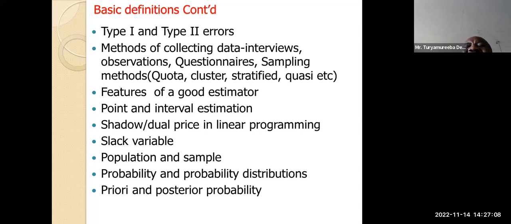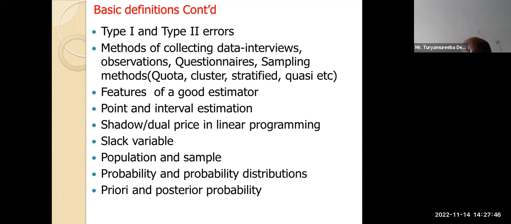Methods of collecting data are key. Interviews, observations, questionnaires, sampling methods, quota sampling, cluster sampling, stratified sampling, quasi sampling, etc. And in all those sampling methods, you have to know which ones are probability sampling methods and which ones are non-probability sampling methods. If you cannot distinguish between the two, then that means you cannot be able to apply them. Remember, these definitions that I'm talking about are related to the calculations that you always make.